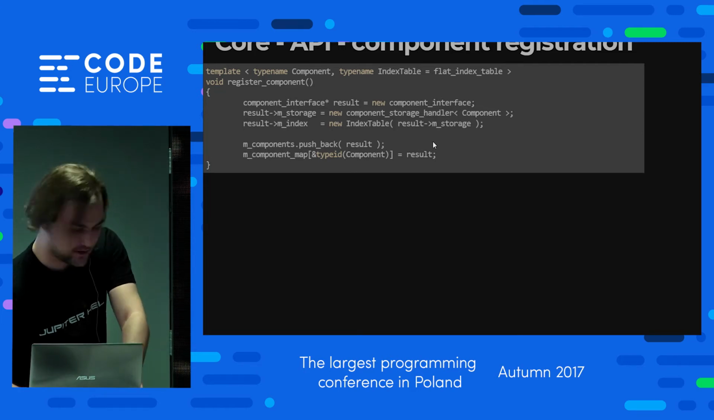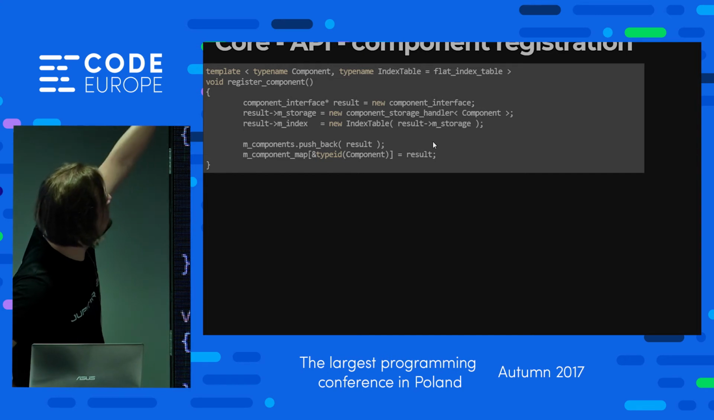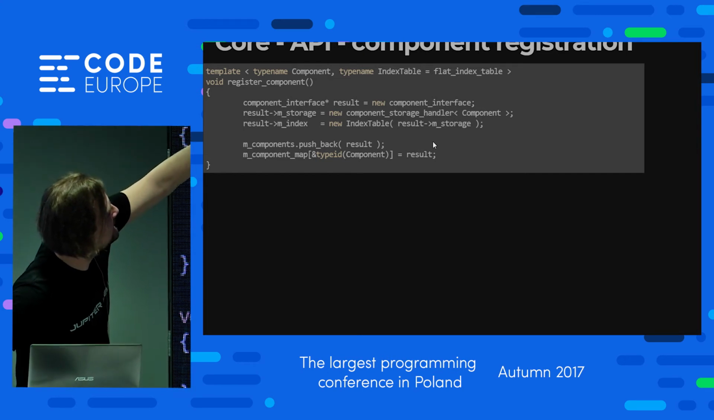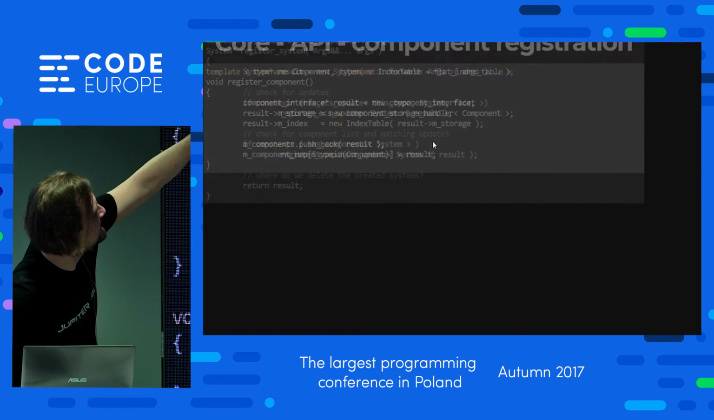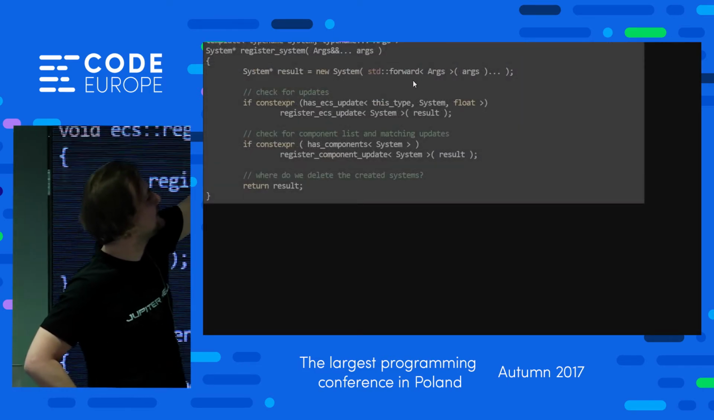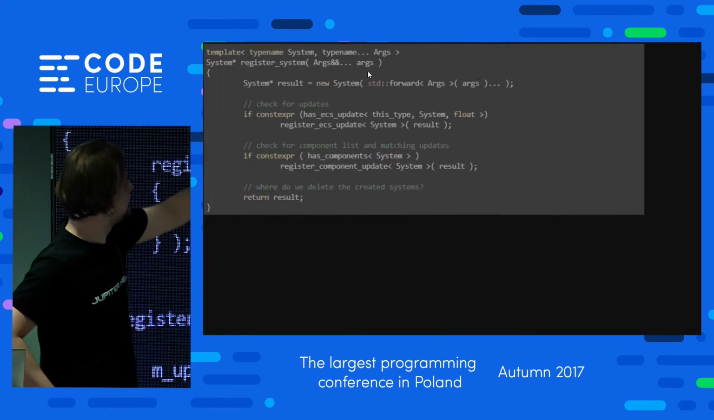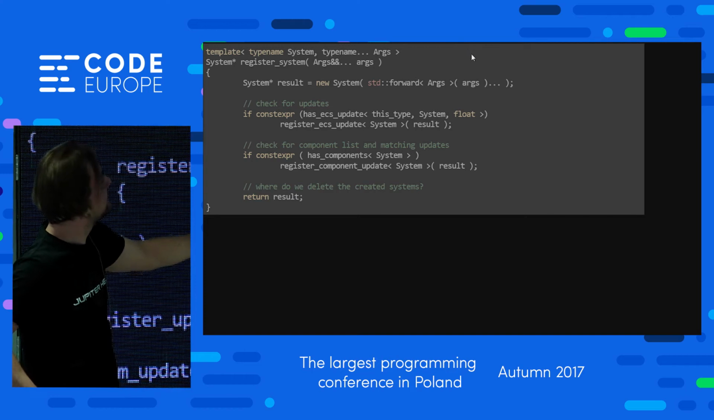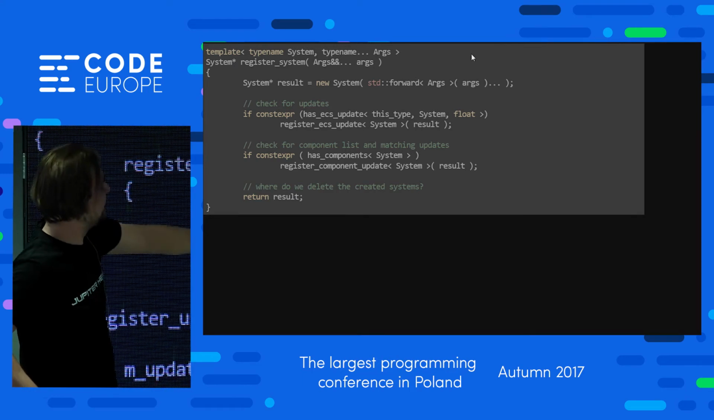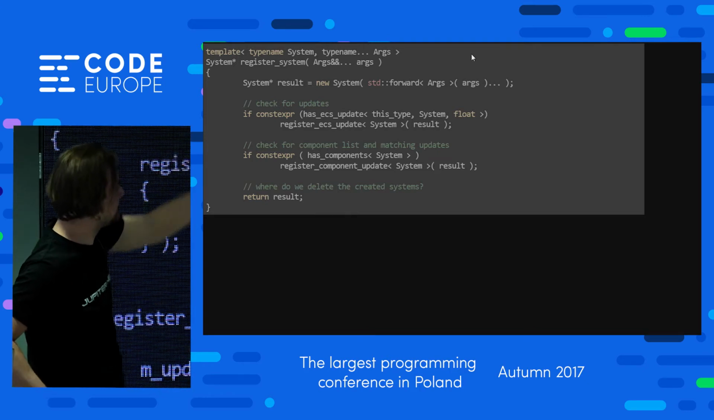So, on to system registration. As I said, there's an if construct: has ECS update, then we register ECS update. It's a constexpr thing, otherwise register ECS update would never be able to compile because it would tell us that the system we pass doesn't have an update. So this one prevents calls on the system without update to this function.